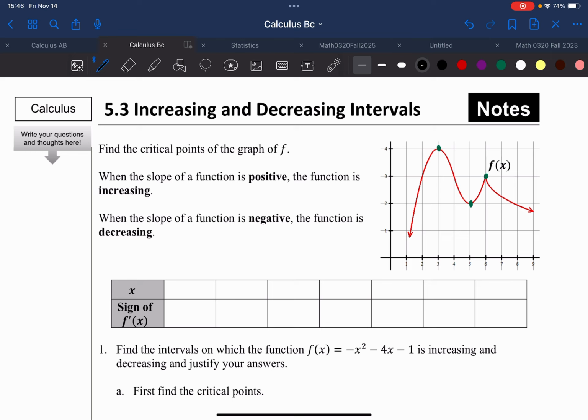So I have critical points at x is equal to 3, x is equal to 5, and x is equal to 6.